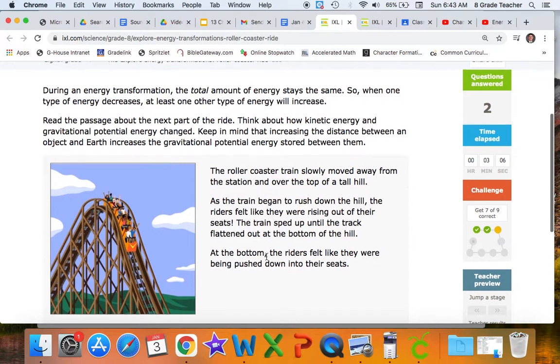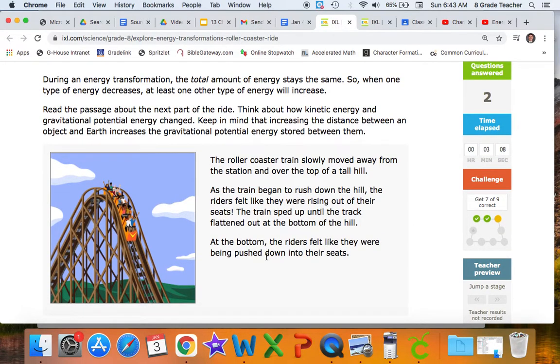During an energy transformation, the total amount of energy stays the same. So when one type of energy decreases, the other increases. Read the passage again and think about how kinetic energy and potential energy go back and forth. The roller coaster train slowly moved away from the station and over the top of a tall hill. It might come to this section and then the low click, click, click. It's getting pulled up this huge, massive hill that then generated the energy to fall down that hill.